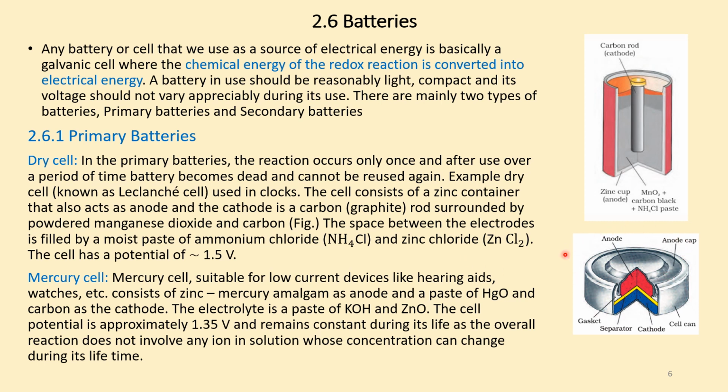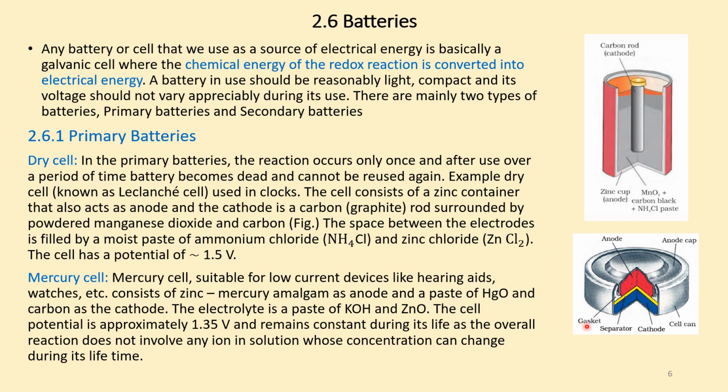Mercury cell is shown in figure 2 below. Mercury cell is suitable for low current devices like hearing aids, watches, etc. It consists of zinc mercury amalgam as anode. See here, the zinc mercury amalgam acts as anode and a paste of HgO and carbon as the cathode. Cathode is here in the figure, blue color. The electrolyte is a paste of KOH and ZnO.